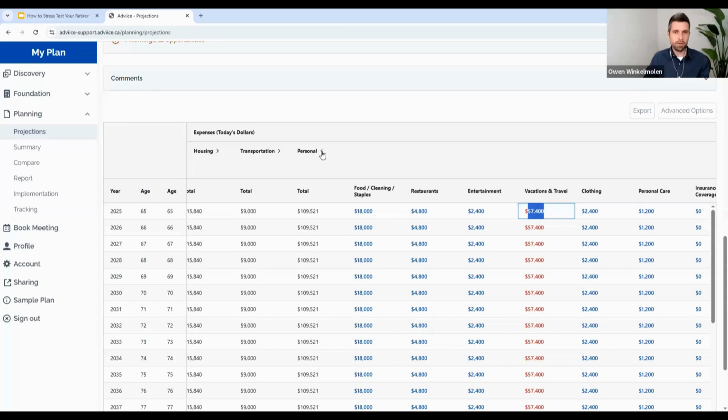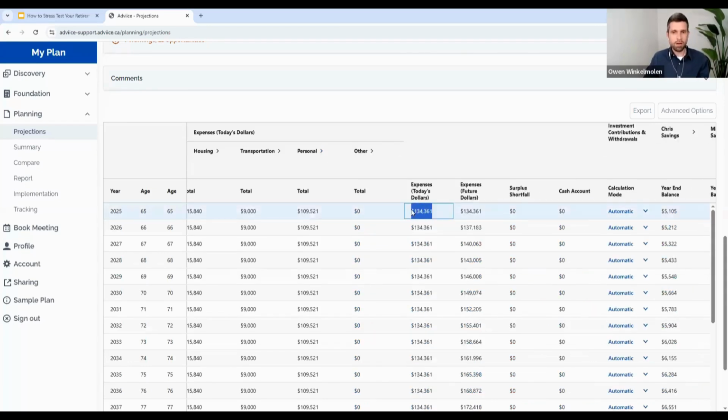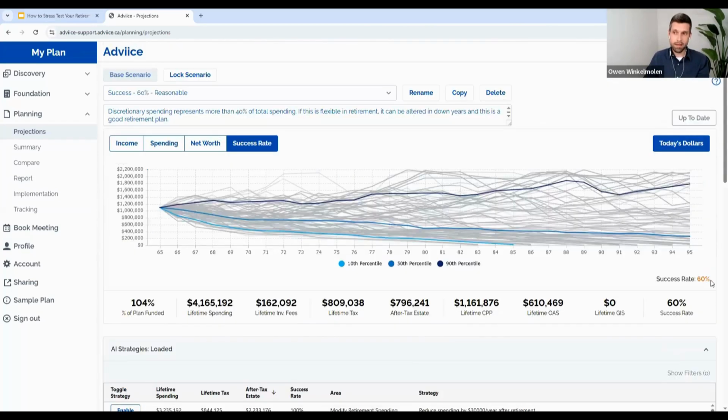This is truly variable discretionary spending. And so a large proportion of their expenses can be reduced if they need to in retirement. In their case, a 60% success rate might be just fine because there's lots of room to absorb any of these lower investment and inflation rate scenarios. So it's also important to interpret this with the spending flexibility included there.